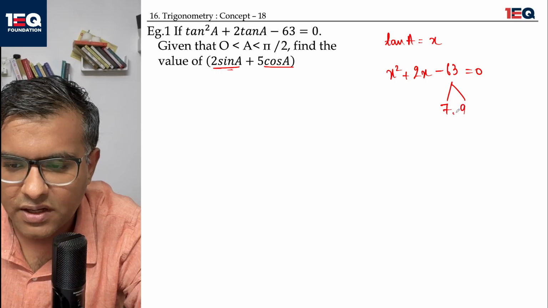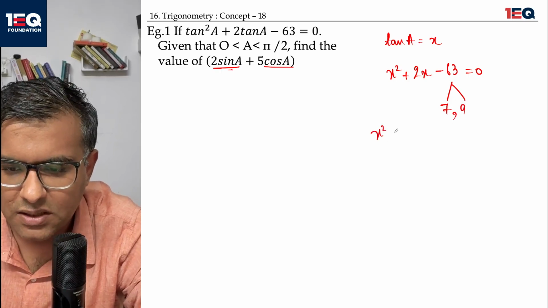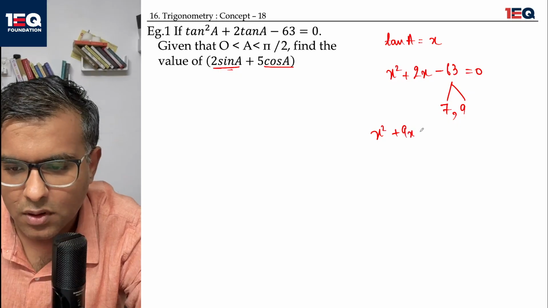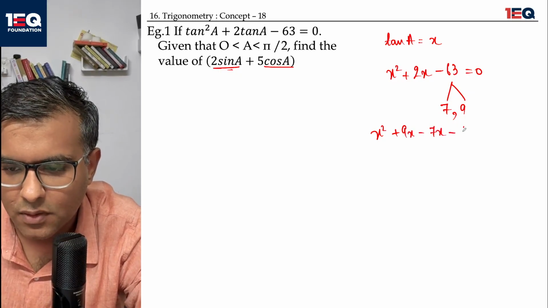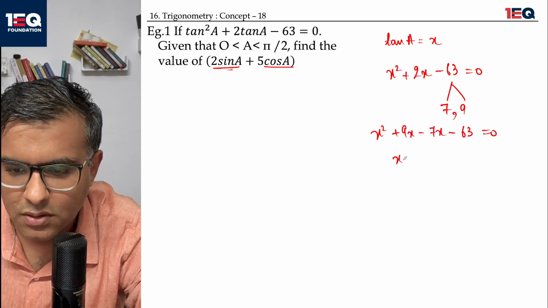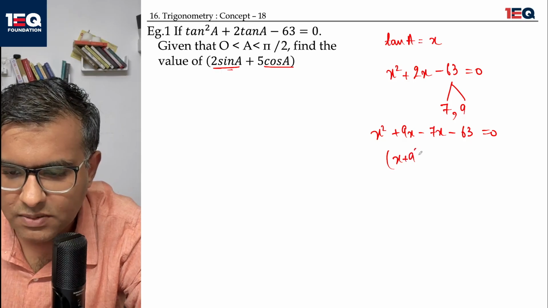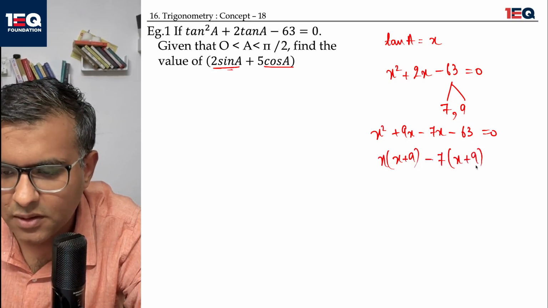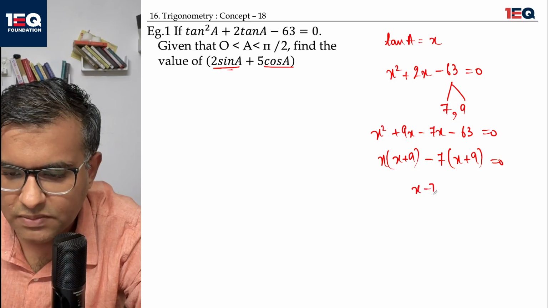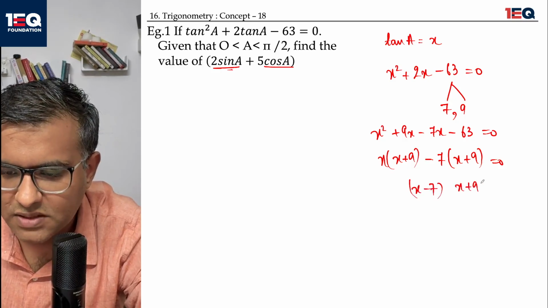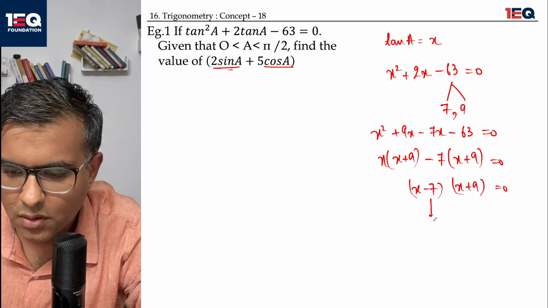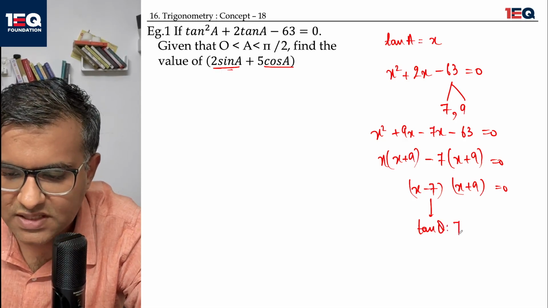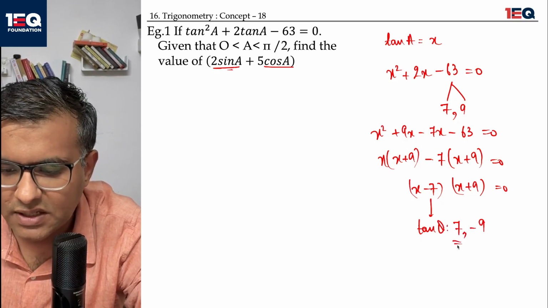We could split it into 7 and 9. 7 nines are 63, so easy. One of them is bigger. The bigger one is, yeah, minus 7x minus 63 equal to 0. This would give me x into (x plus 9) minus 7 into (x plus 9), which is 0. So (x minus 7)(x plus 9) equal to 0. Tan theta could either be 7 or minus 9. I would take 7 as the call.